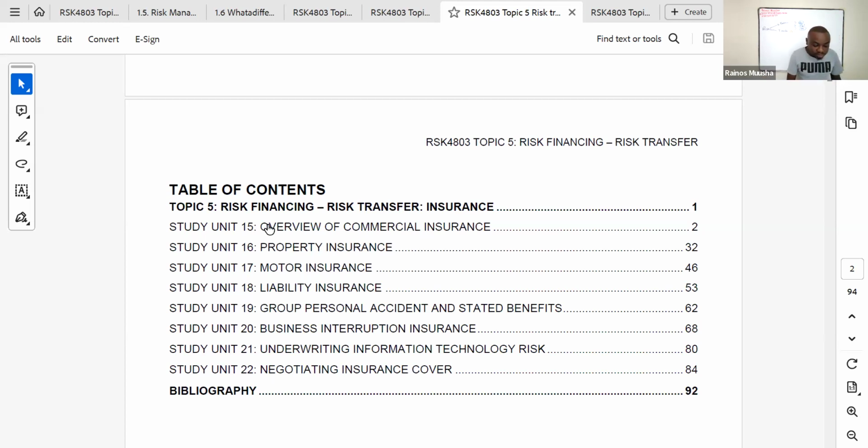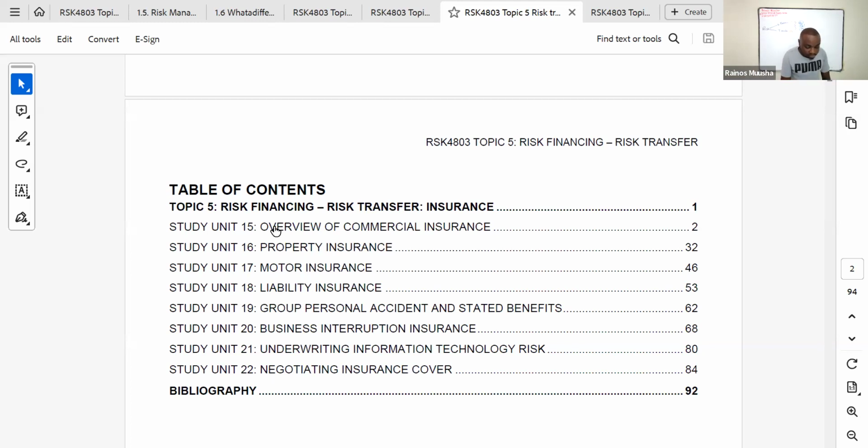But study unit 15 is where the lecturer has placed a lot of emphasis, because you now need to know exactly, overall, if you go the risk transfer route through the commercial insurance route, how do you go that particular route, and what do you expect? And basically, when it comes to commercial insurance as well, what are the different components and aspects that you need to take into account when you go the commercial insurance route?